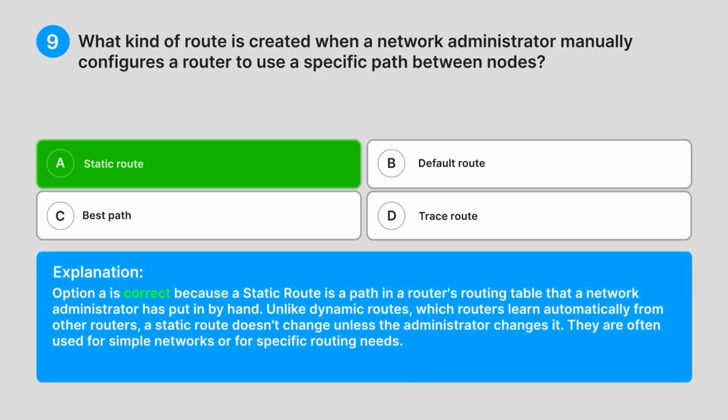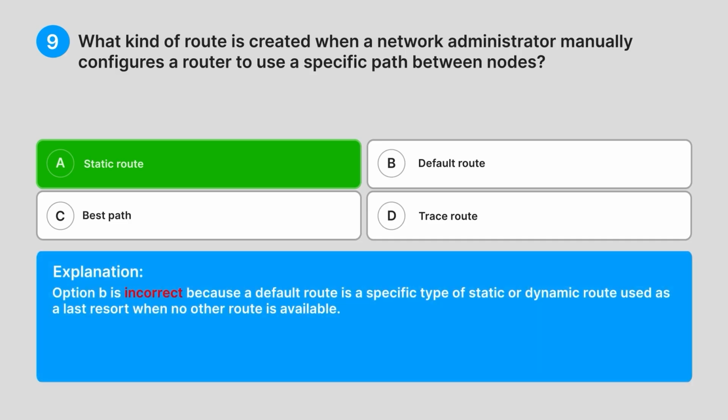Explanation. Option A is correct because a static route is a path in a router's routing table that a network administrator has put in by hand. Unlike dynamic routes, which routers learn automatically from other routers, a static route doesn't change unless the administrator changes it. They are often used for simple networks or for specific routing needs.